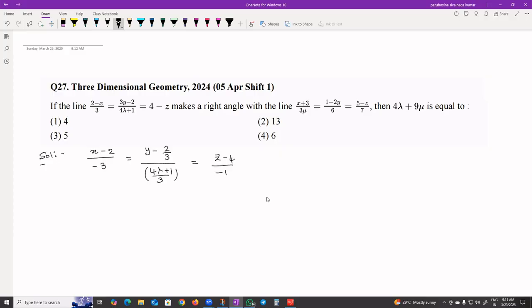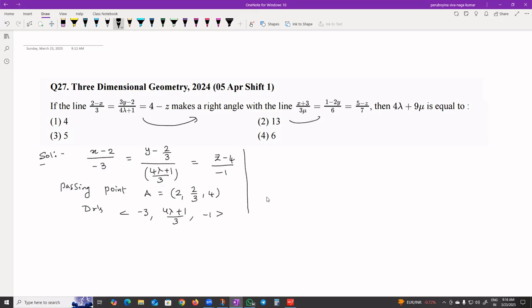If you observe the passing point from this line equation, we can have this information. Passing point was, let it name A. So it will be 2, 2 by 3 and 4. And if you see the DRs of this line, DRs are minus 3 comma 4 lambda plus 1 divided by 3 comma minus 1. These are the DRs. And also we have, so this line he is saying make right angle with this line.